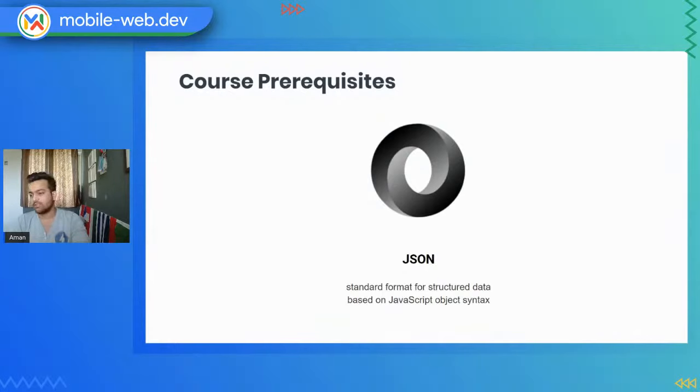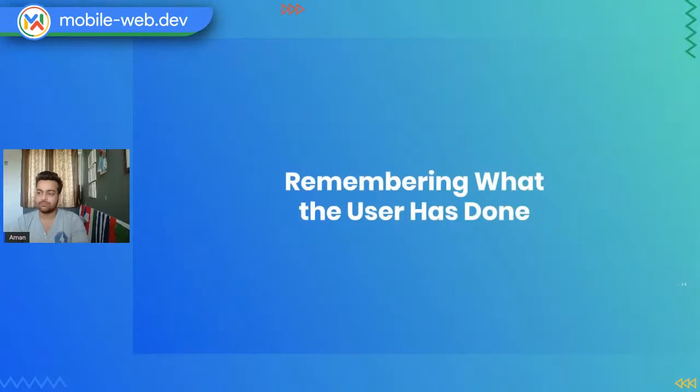Okay, so a little bit about JSON. JSON stands for JavaScript Object Notation, and it's a way of interacting with the front end and back end of an application. That's what we are going to use in order to manipulate data on our front end, which is coming from the backend server.